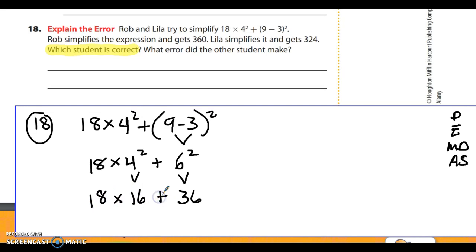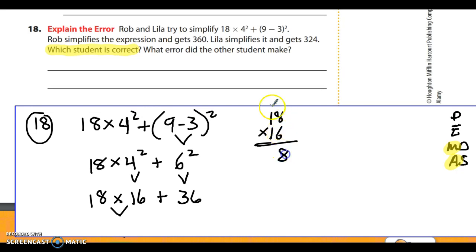Now what do we do? Well, we've got our two options here. We've got multiply or we've got add. And when you check out your multiply and your add, multiply comes first. So we're going to multiply first. Do 18 times 16 right here. And my multiplication chart tells me the answer, but I don't have it handy, so I'm just going to do multiplication to figure it out.